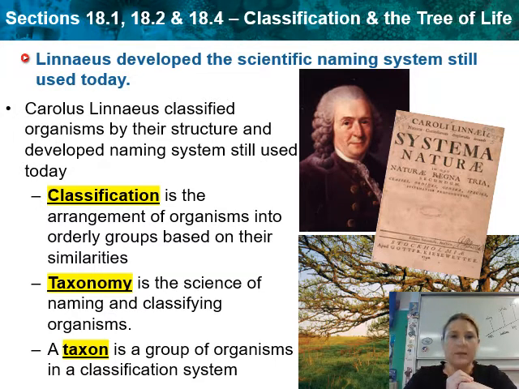And so classification is the arrangement of organisms into orderly groups based on their similarities, just like what you did. Taxonomy is the science of naming and classifying organisms, and each little group that we make is called a taxon. So a taxon is a group of organisms in a classification system.